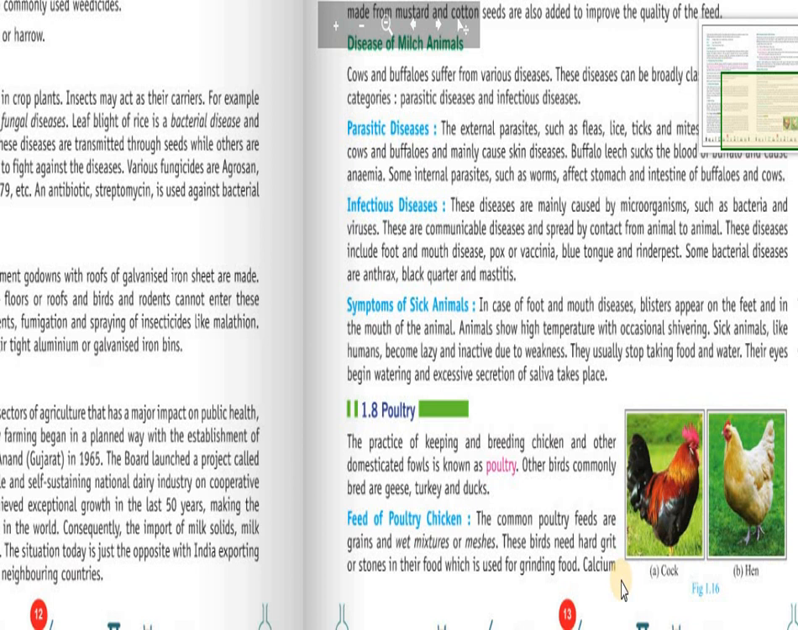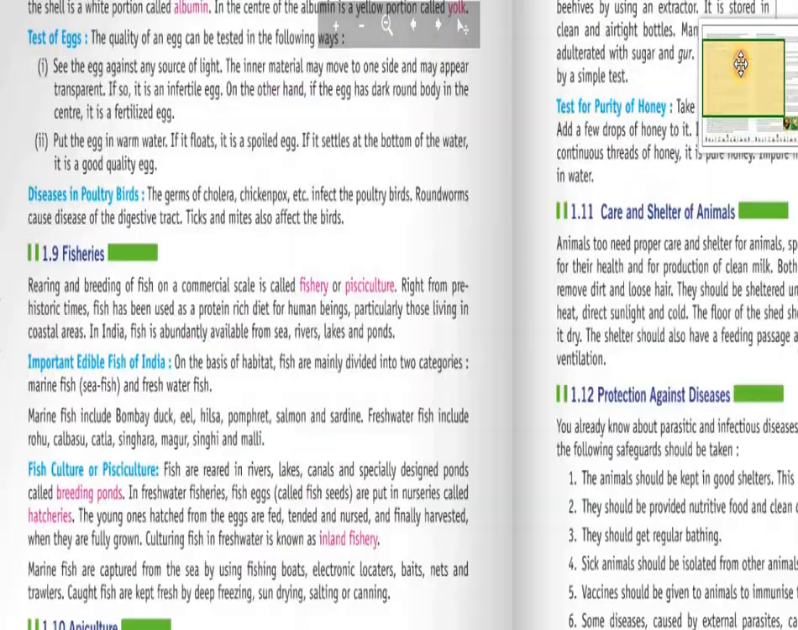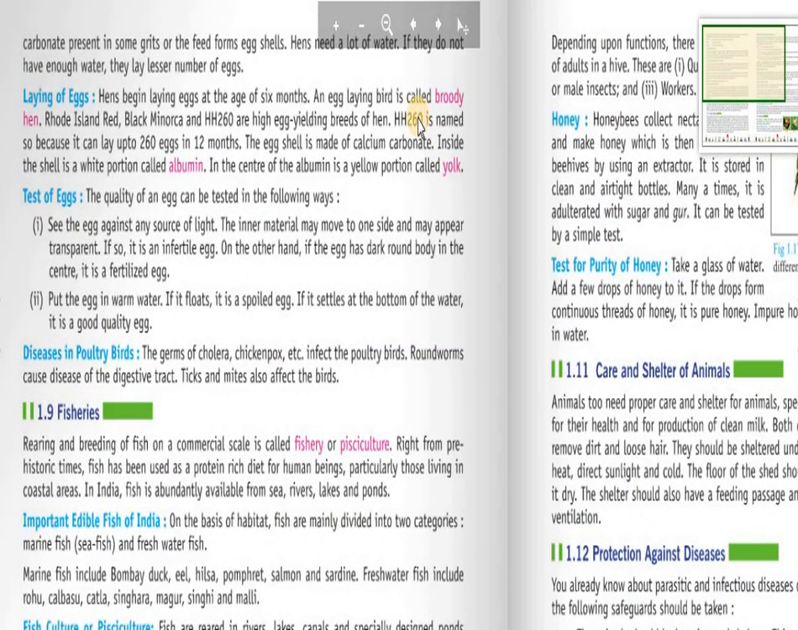Now let's move to the next page. Calcium carbonate present in some grits or the feed forms egg shells. Hens need a lot of water. If they do not have enough water, they may lay a lesser number of eggs.